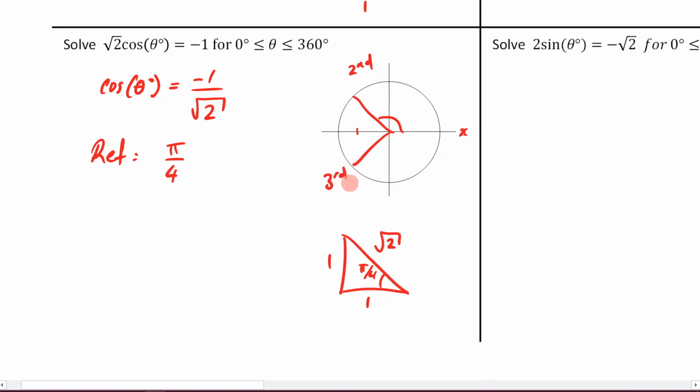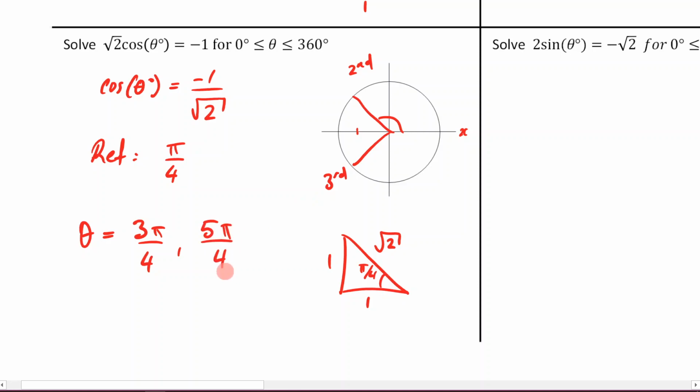Second and third quadrant. If this is my reference angle, in my second quadrant, I know that this is going to end up being 3 pi on 4. And then in my third quadrant, it's going to be 5 pi on 4. And those are going to be my answers.